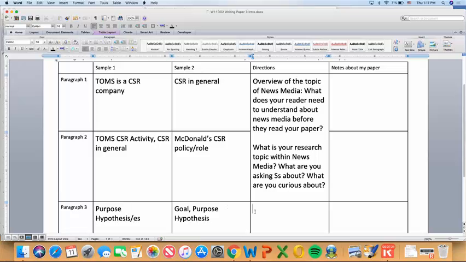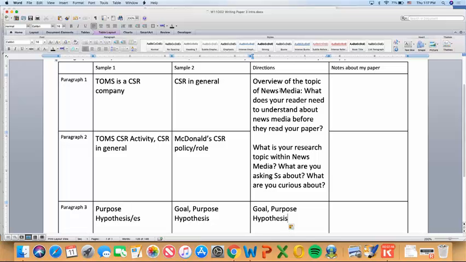All right, so then what's in paragraph 3? Yeah, your goal, your purpose, hypothesis, include that. So these are the general directions that you can follow so that you can write this paper. Probably a lot of you right now could write this.